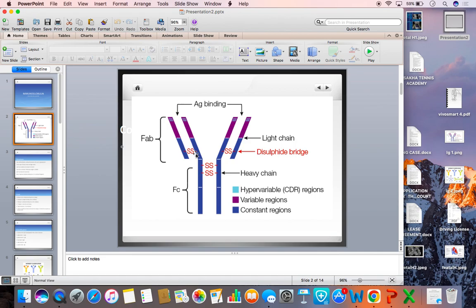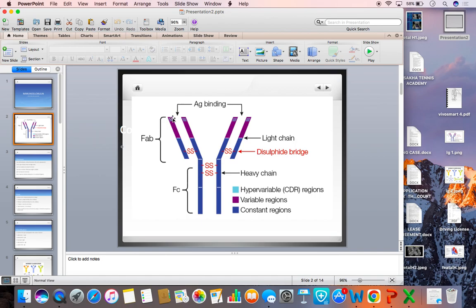Okay, variable region means the sequence of the polypeptide in this particular region is highly variable. This variability helps the antibody to bind with the innumerable antigens to which the individual is exposed. That means the antibody binds with the antigen to which the individual is exposed by the variable region of the FAB segment.